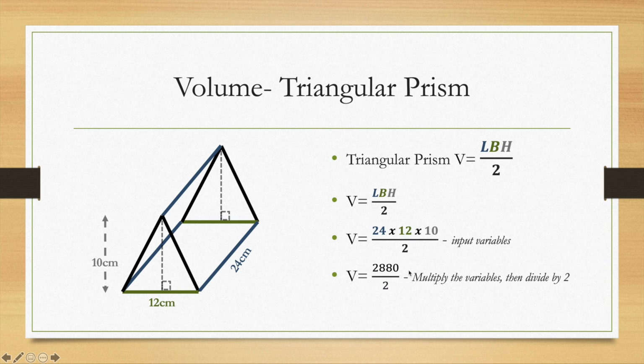Then we multiply the variables. 24 times 12 times 10 is 2,880. And we proceed to divide that by 2. So our answer is 1,440 centimeters cubed. Remember that we measure in cubed because it is a 3D object.